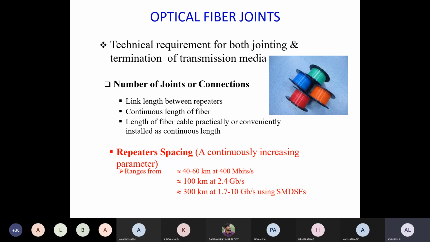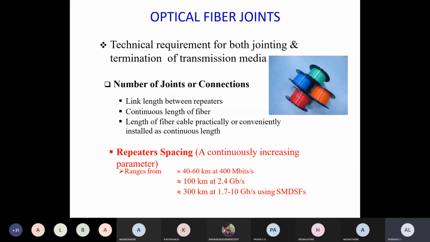Now when we're talking about the repeater spacing, it is a continuously increasing parameter. Technically, repeater spacing ranges from 40 to 60 kilometers at 400 megabits per second. If you are using 100 kilometers, it will be 2.4 gigabits per second. If you are using 300 kilometers, it will be 1.7 to 10 GB per second.